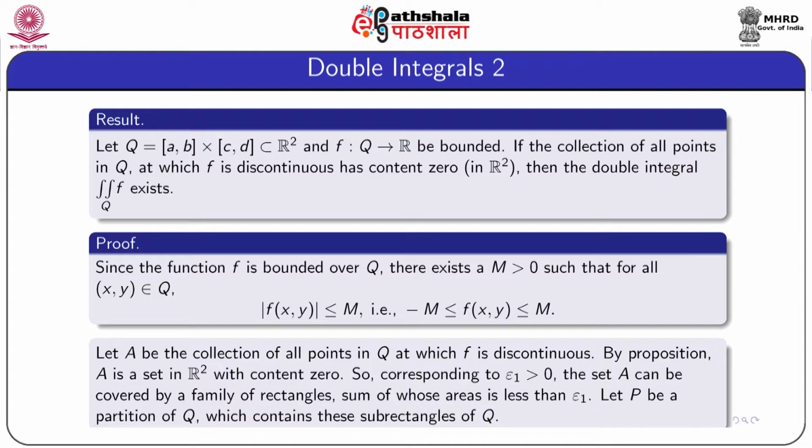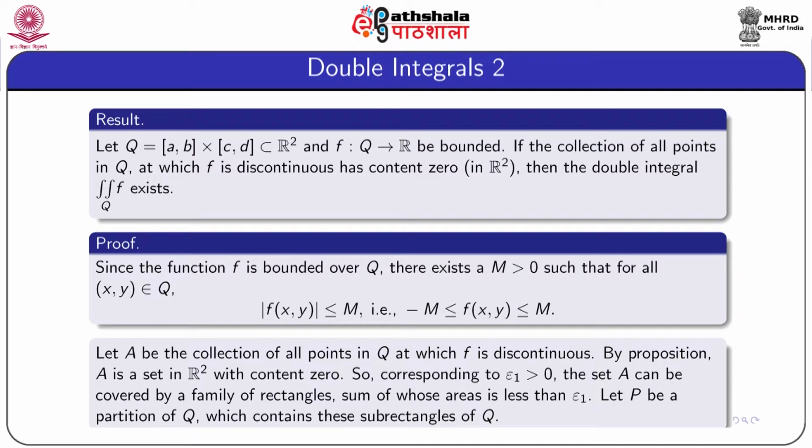Proof: Since the function f is bounded over Q, there exists a real number M greater than 0 such that for all (x, y) in Q, the modulus of f(x, y) is always less or equal to M. Let A be the collection of all points in Q at which f is discontinuous. By the proposition, A is a set in R2 with content 0.